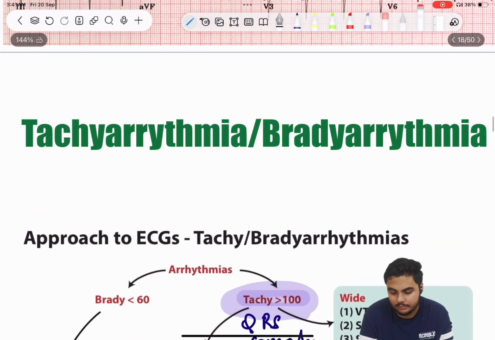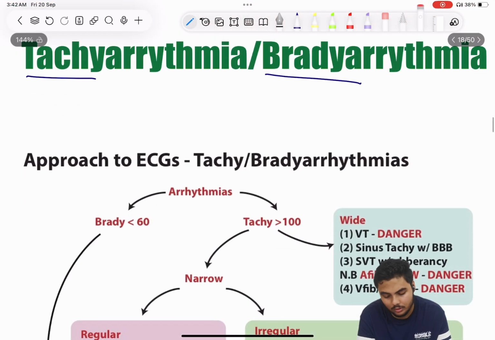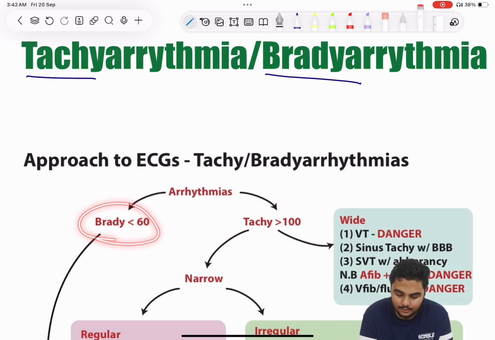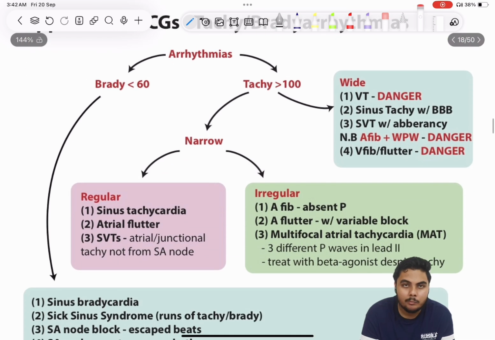So, next we are going to talk about tachyarrhythmia and bradyarrhythmia, right? So, as we already talked, whenever the heart rate is more than 100, it is called tachycardia, and whenever it is less than 60, it is called bradycardia. Now, suppose you are looking at the ECG of a patient which has a heart rate more than 100, then you know that he is having a tachycardia, right? But there can be multiple reasons for this tachycardia and multiple types of tachycardia.